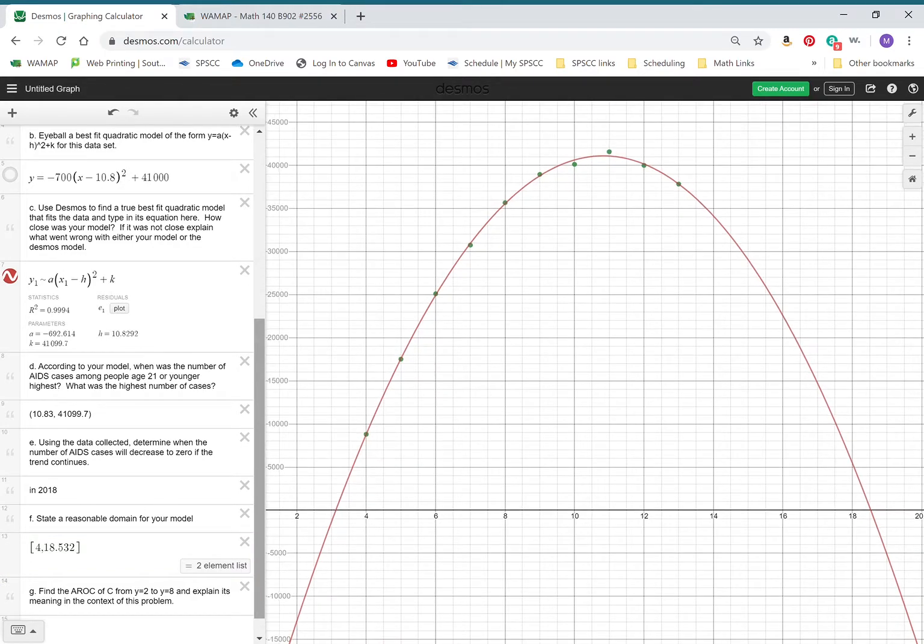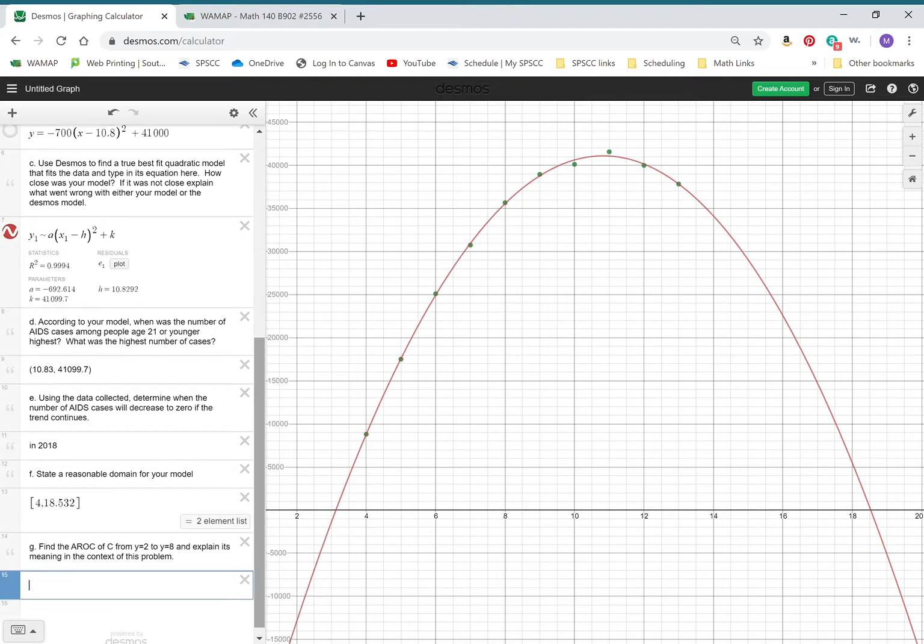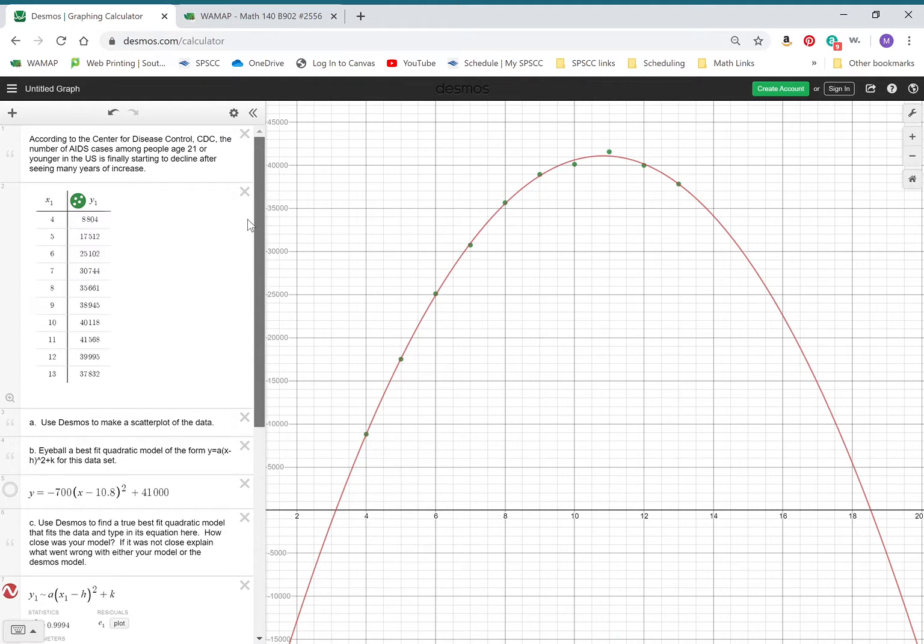Okay, last but not least, we want to find the average rate of change from y equals 2 to y equals 8 and explain its meaning in the context of this problem. Those numbers might not make sense if you're just looking at what I have here, but on your worksheet, our variables were actually supposed to be y for year on the horizontal x-axis, and then AIDS cases, I think I did C for cases, on the vertical axis.